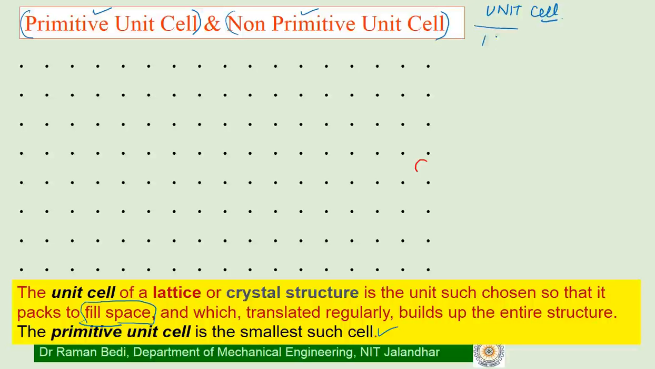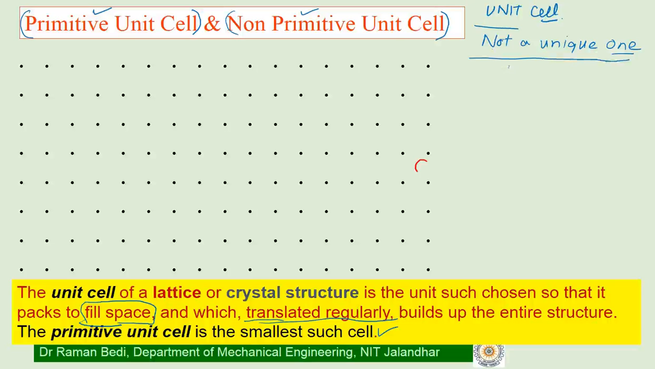So a unit cell is not a unique one. Means you can create a lattice or a crystal structure with unit cells which are of different shapes, but they still satisfy the criteria that they are space filling. And the second one, that once they are translated regularly, they will generate the lattice or they will generate the crystal lattice.